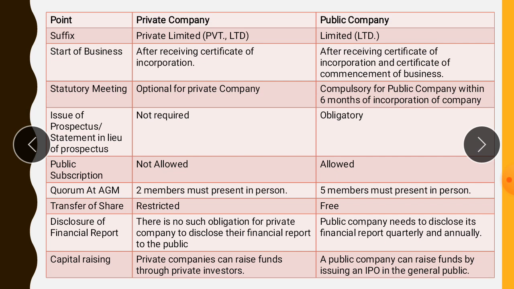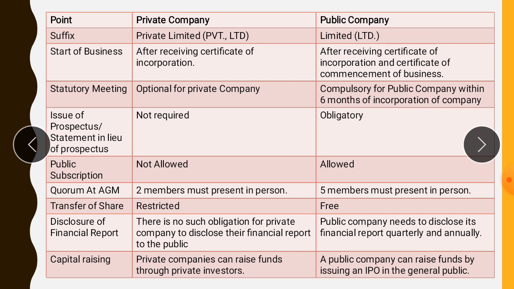Next, public subscription. Private company does not allow public subscription, while public company is allowed public subscription. It means any person from general public can subscribe shares of public company, but in case of private company they cannot subscribe the shares of a private company.